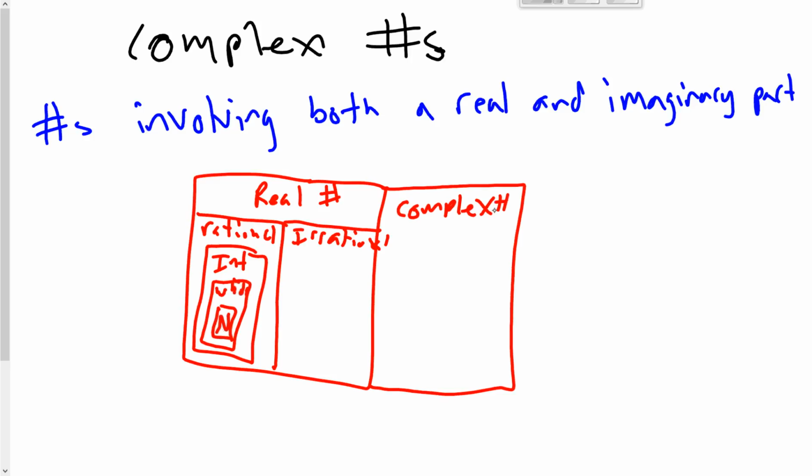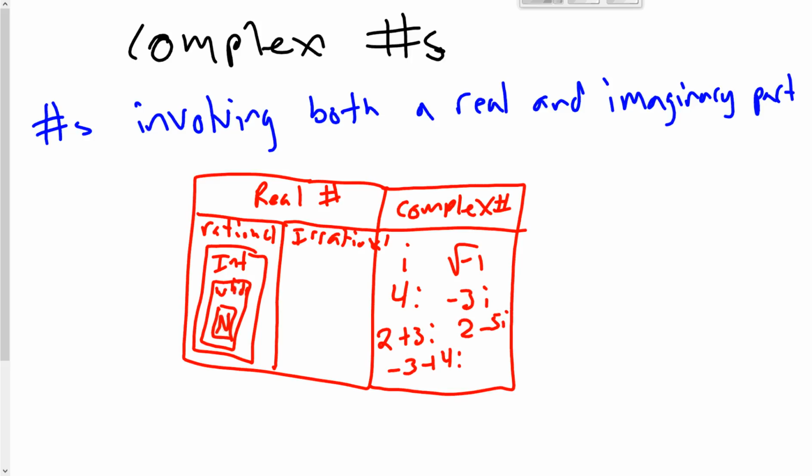And complex numbers include numbers such as i, which is square root of -1, 4i, -3i. Those are just the imaginary parts, and then we can have a real part, 2 plus 3i, the imaginary part, or -3 plus 4i, or 2 minus 5i. So those are complex numbers, and together, the real numbers and the complex numbers make up our complex number system.